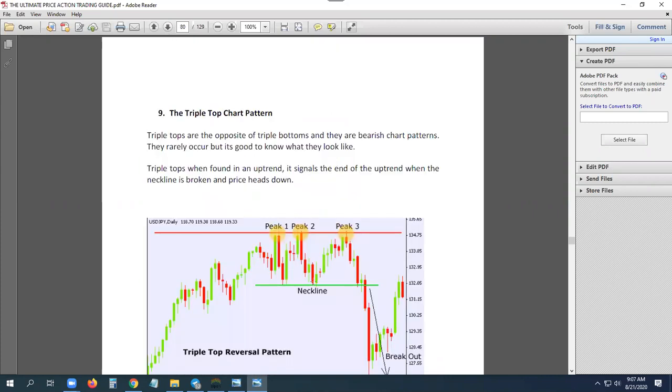A triple top is the same thing. Makes one top, makes second top. Now this time makes a third top before breaking the neckline and going down. So remember, when we say a double bottom or a double top, we normally talk about this one and this two only for a double top. But a triple top will make another peak.